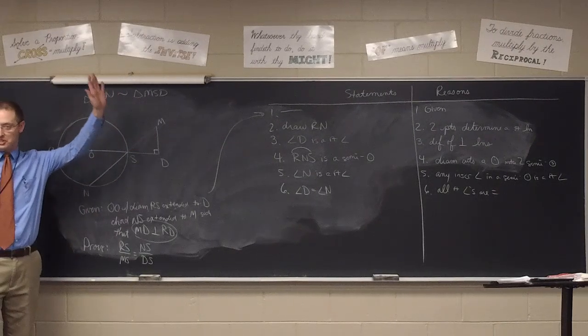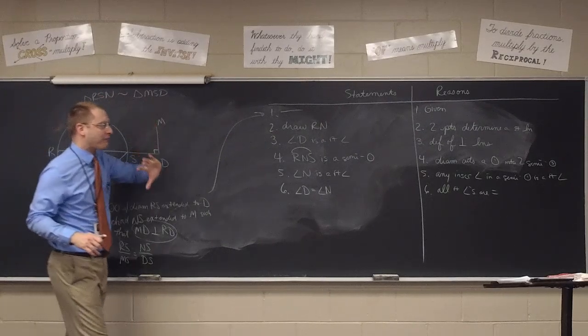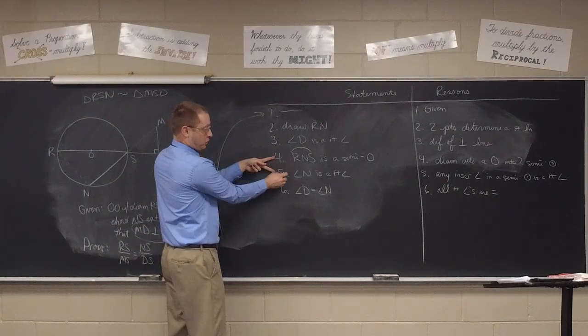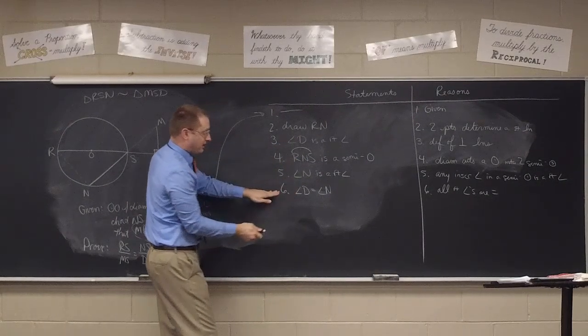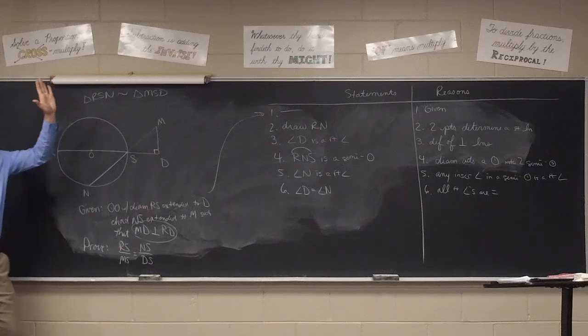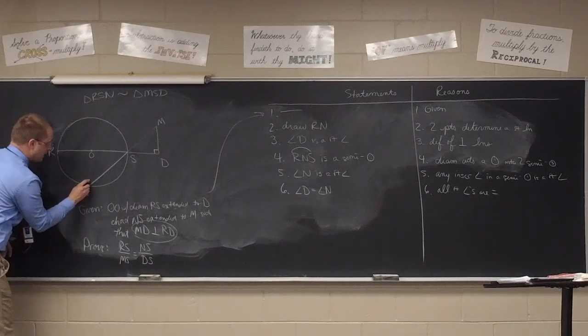How many had these four statements, though? It didn't necessarily have to be in this order. These two had to be in this order. And we had to get this one either before them or after them before we could get the D and N, but you had those statements. Excellent. So there's a couple of equal angles.